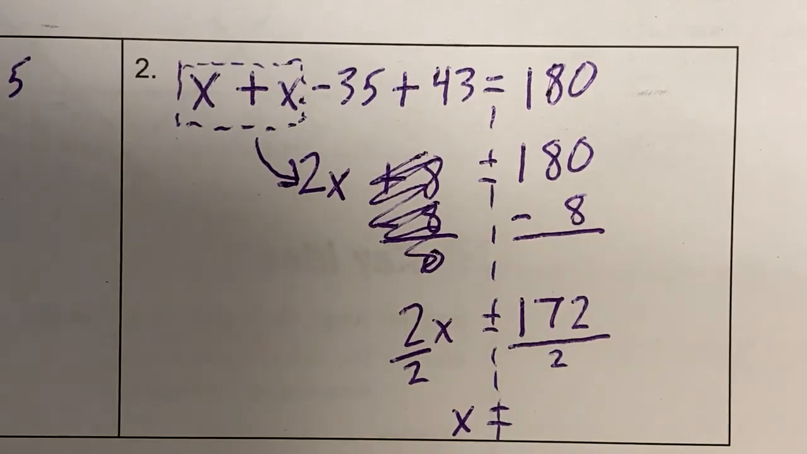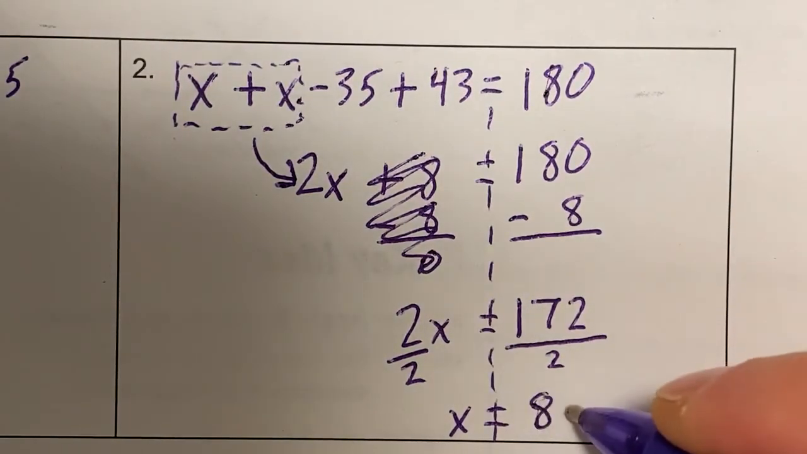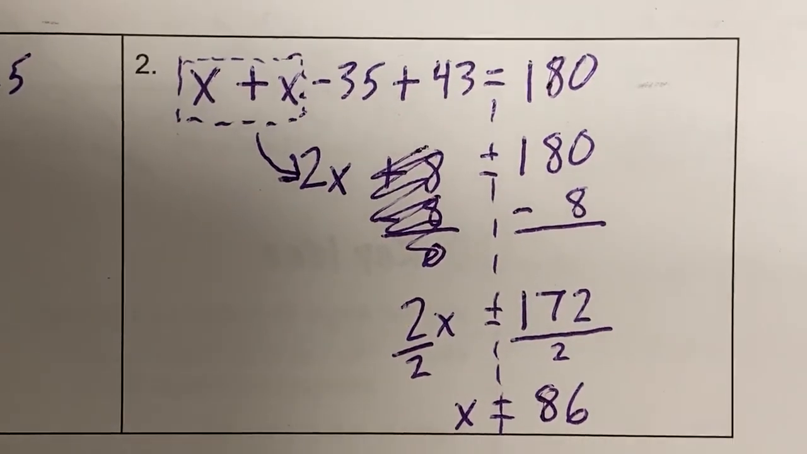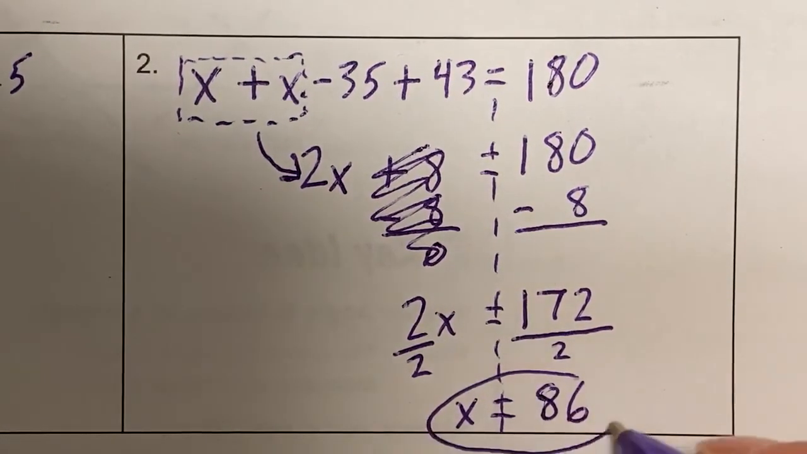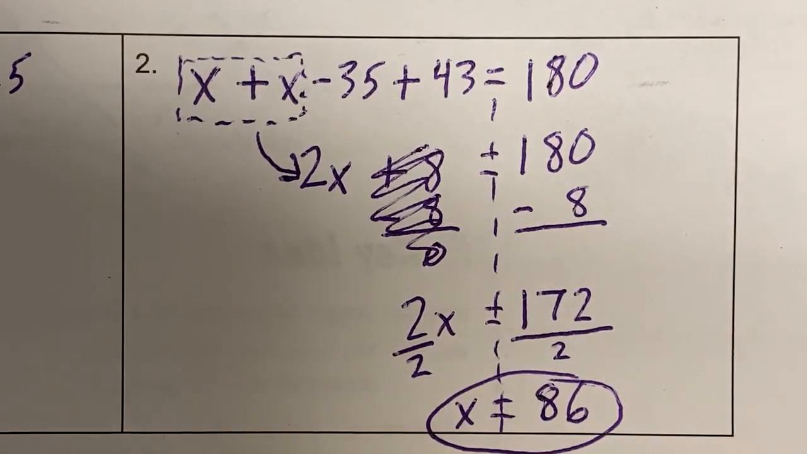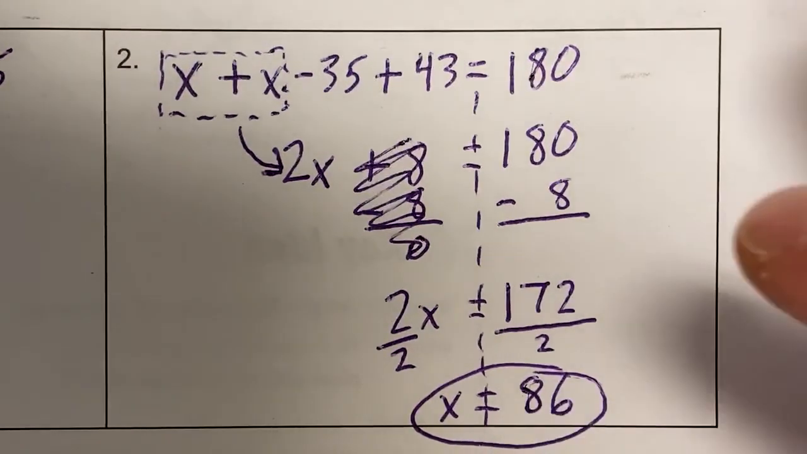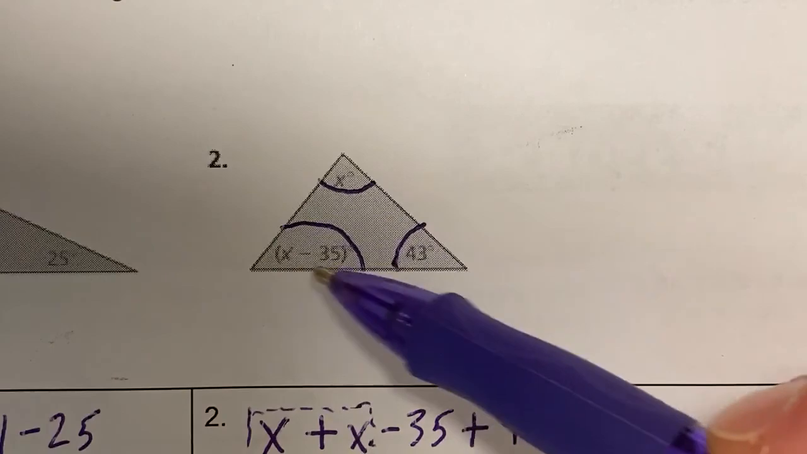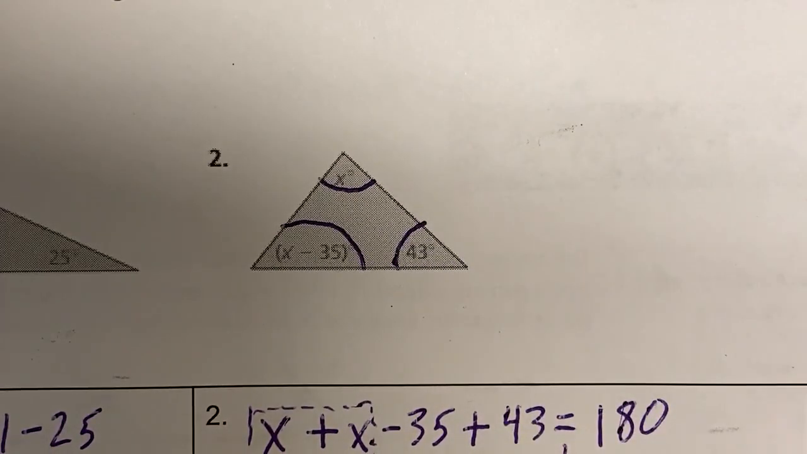How would I do this one? Half of 160 would be 80. Half of 12 would be 6. So 86. We're going to pause here. We're going to take x equals 86, plug it back into this triangle and see if it works out to form 180 degrees.